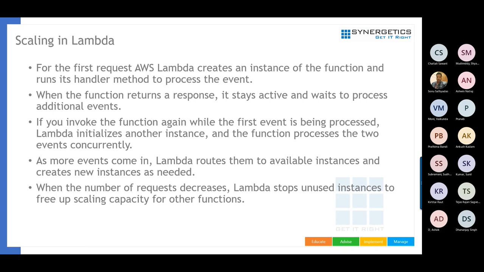As more events come in, Lambda routes them to available instances and creates new instances as needed. Whenever the number of requests increases, it automatically adds more VMs to handle those requests. When the number of requests decreases, Lambda stops unused instances to free up scaling capacity for other functions. That means whenever the request is completed and there are no more requests coming, it automatically removes those additional instances which were created. Otherwise, you would be paying for those additional resources, because in serverless, you have to pay only if it is in the running state. So once the execution completes and no more requests come, it automatically deletes those instances which were created.